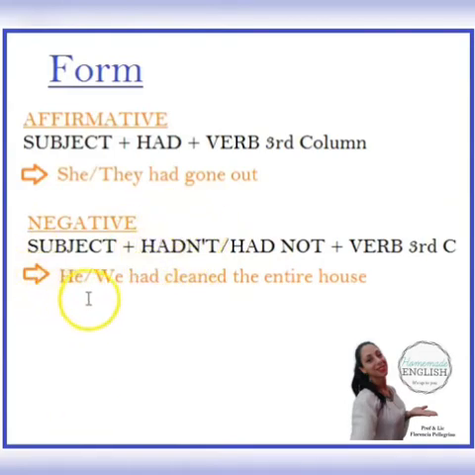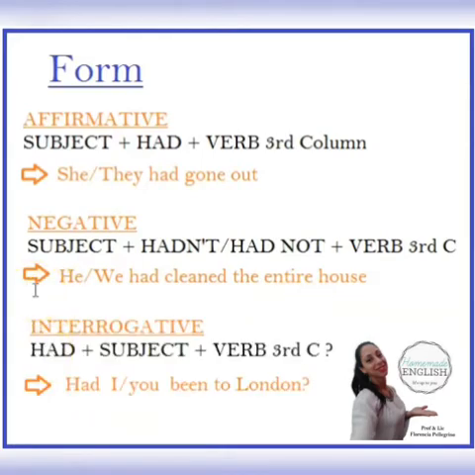An example could be, he or we hadn't cleaned the entire house. And for its last form, interrogative, we are going to start with the auxiliary, then the subject, and then the verb in the third column, or past participle. Never forget the question mark. An example could be, had I or you been to London?